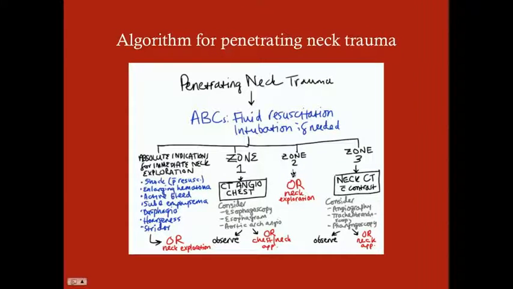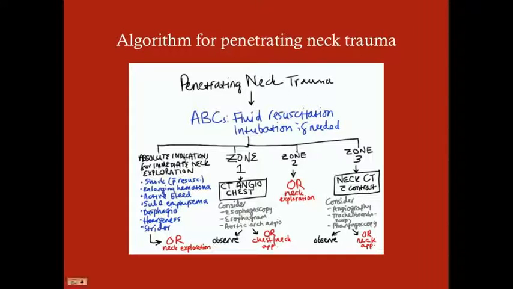If it's in zone 2, off to the OR. If it's in zone 1, go ahead and get a CT angiography of the chest. You can also, based on the findings, consider esophagoscopy, esophagram, aortic arch angiography. Based on your findings from there, you can either go to the OR for a chest-neck approach or observe the patient. All of the patients with penetrating neck trauma, though, should be admitted. Zone 3, they're going to get a neck CT with contrast. You can consider angiography, tracheobronchoscopy, pharyngoscopy. These aren't conclusive lists of tests you can consider. I'm just giving examples here. And these patients can be either sent to the OR or observed based on their findings.